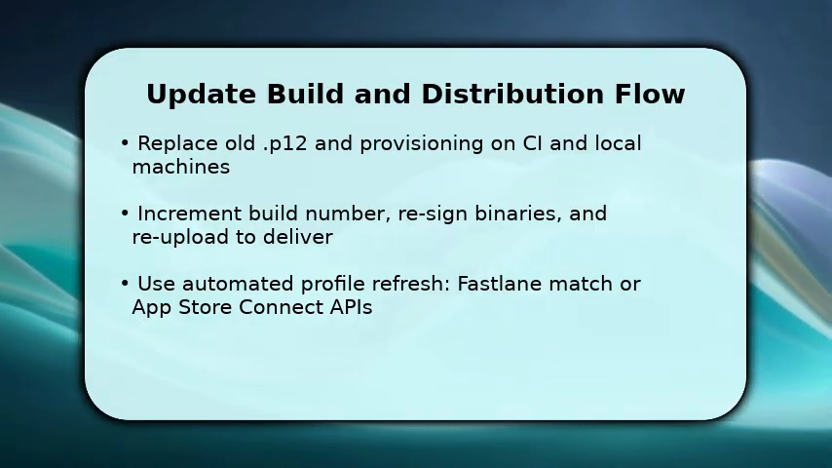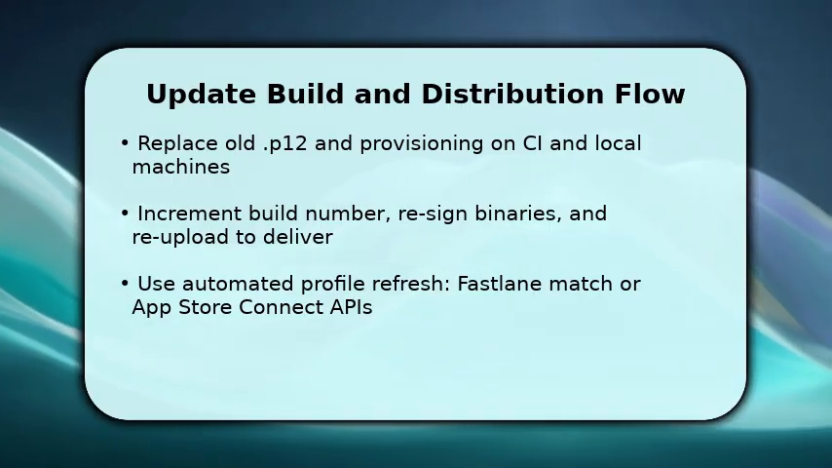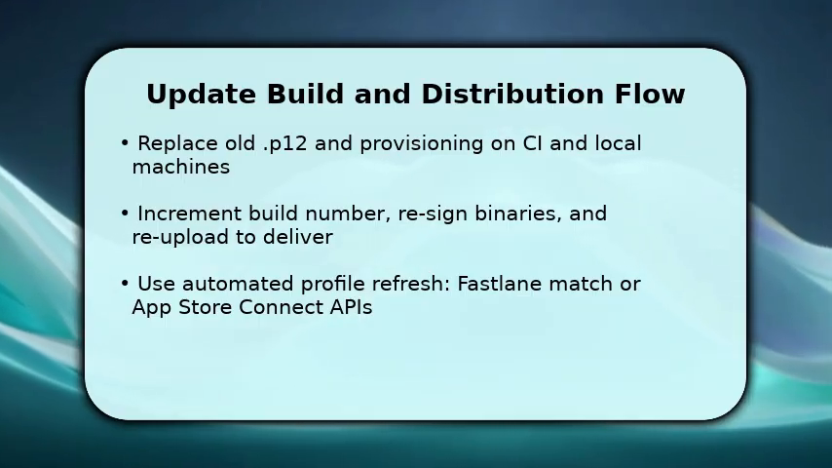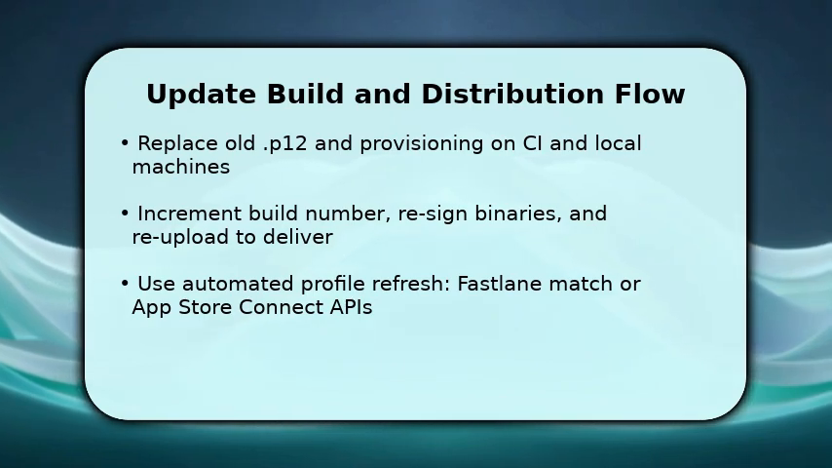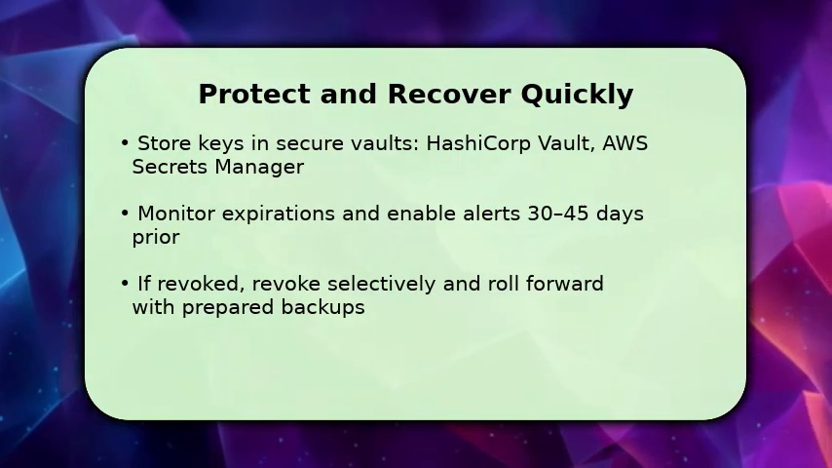To reduce future manual work, implement Fastlane Match or App Store Connect APIs to centrally manage profiles and keys, and set periodic automatic profile refresh so expired items rotate without human intervention. Finally, protect keys and prepare for quick recovery.